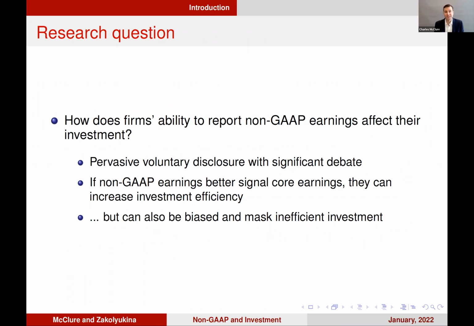On one hand, firms will contend that non-GAAP earnings can better signal core earnings and as a result increase investment efficiency. But on the other hand, it can also result in a biased measure of profitability. By definition, non-GAAP earnings is not subject to the measurement and recognition principles in GAAP. And so there's a lot of ability for managers to be a little opportunistic in how they define these amounts. As a result, it could make investment decisions more inefficient because, instead of actually doing the hard work of making investments, they're just going to bias these amounts and make paper profits through their non-GAAP disclosures.